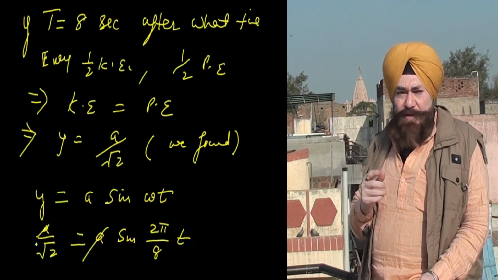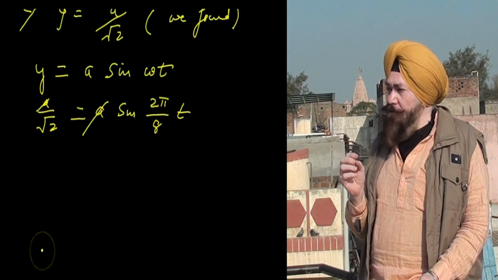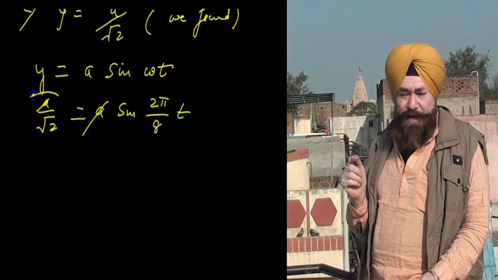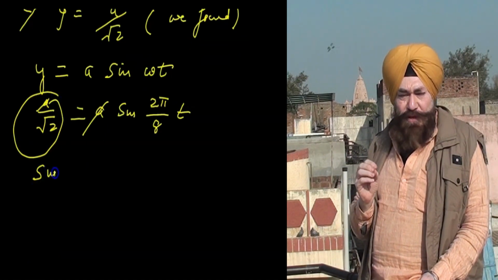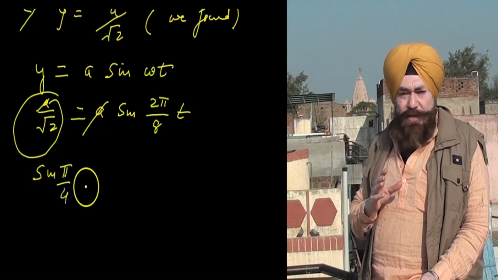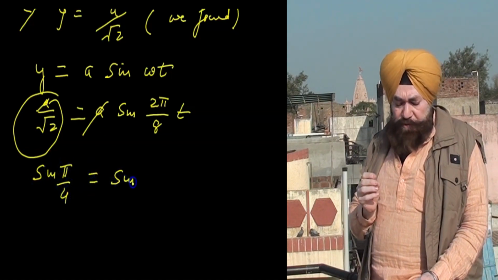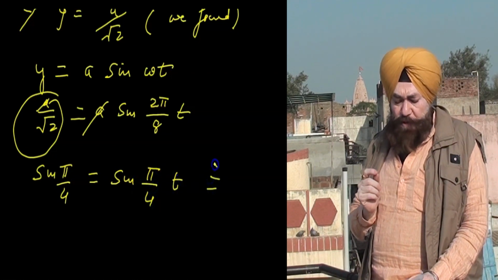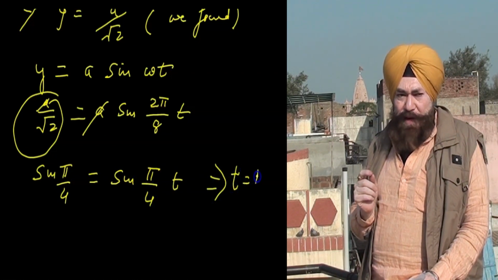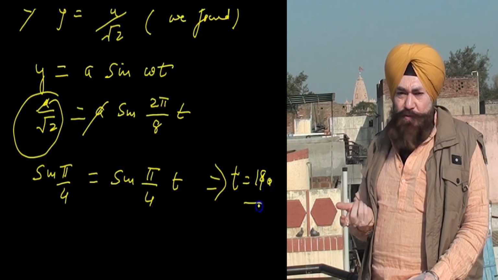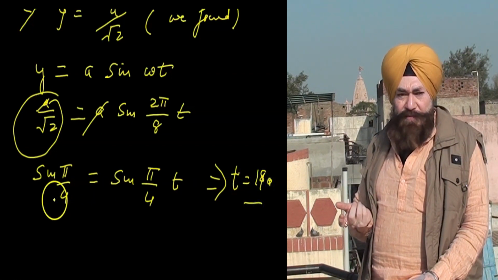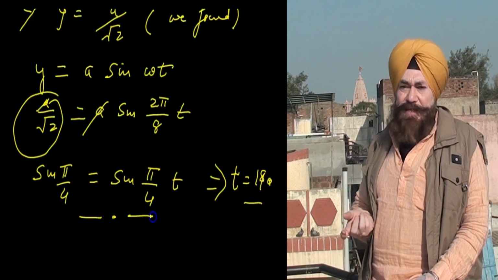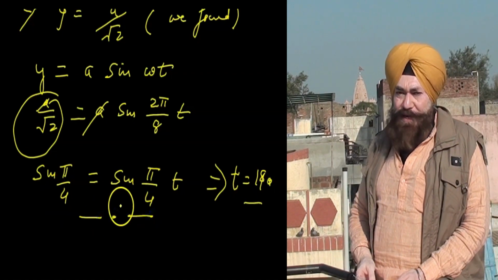Okay, y equals a sin omega t. Small t means instant time. Here a cancels out, and then you know that 1 over root 2 is sin pi by 4. So sin pi by 4 equals sin 2 pi by 8 into t, and from here you can get the value of small t, the instant time, which comes out to be 1 second.